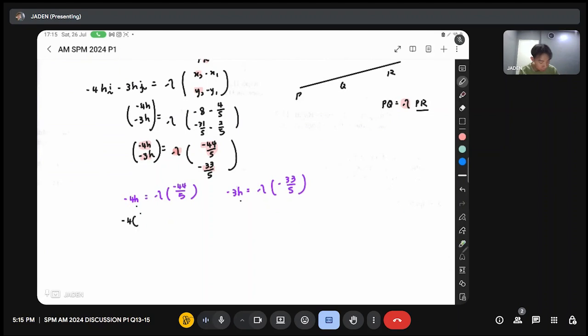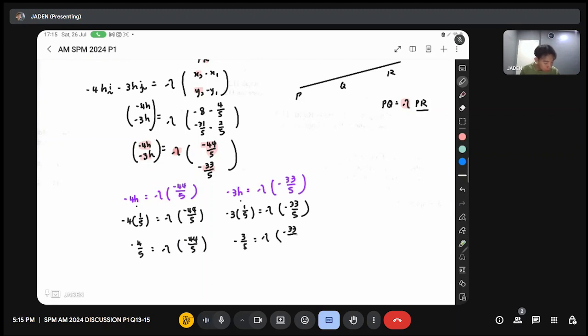Negative 4 times 1 over 5 equal to lambda negative 44 over 5. This is negative 3 times 1 over 5 equal to lambda negative 33 over 5. Okay, so this is negative 4 over 5 equal to lambda negative 44 over 5. And over here, negative 3 over 5 equal to lambda negative 33 over 5.